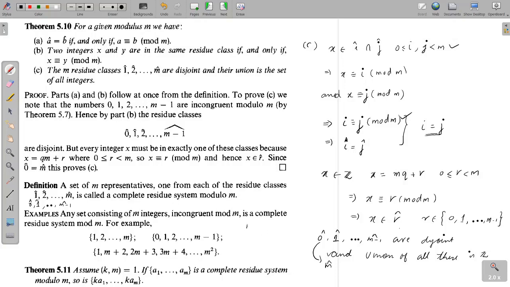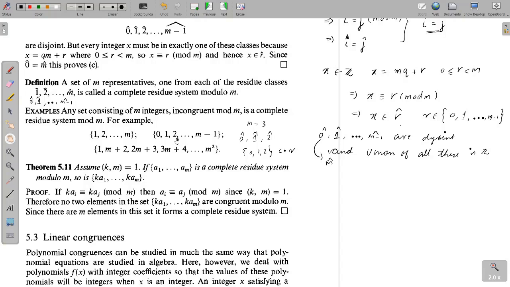So we have some examples. If we take m equal to 3, 0 cap, 1 cap, 2 cap are the disjoint residue classes, then the set 0, 1, 2 is a complete residue system. Or you can choose any representative from this, another representative from this one, and a representative from 2, and you will get a complete residue system. So every complete residue system corresponding to m equal to 3 contains exactly 3 elements which are all incongruent modulo m. Now we have theorem 5.11.